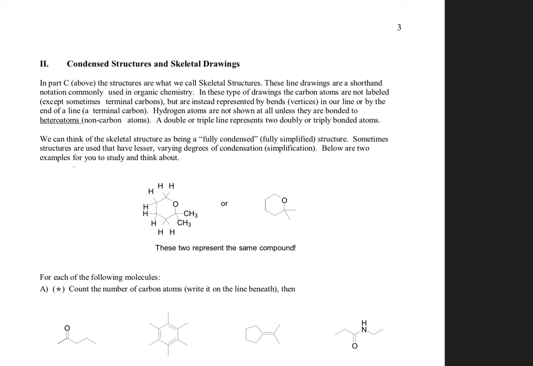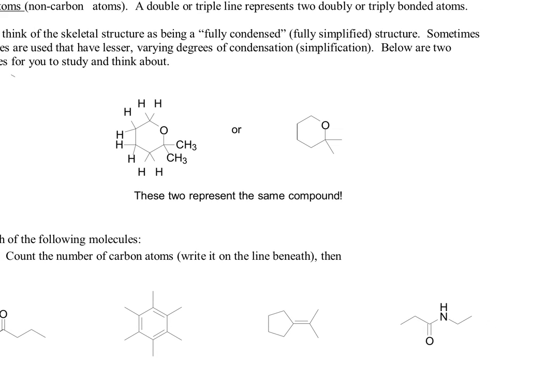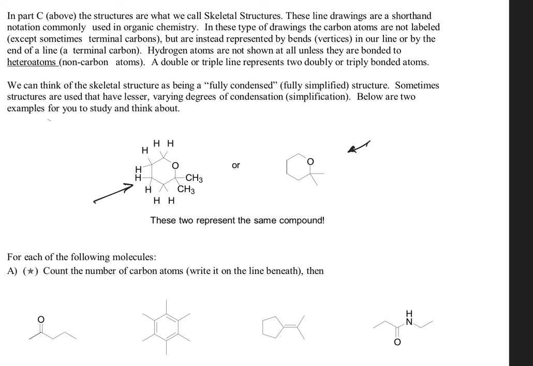We can think of the skeletal structure as being the fully condensed, fully simplified structure. Sometimes structures are used that have lesser degrees of condensation or simplification. Below are 2 examples for you to study and think about. So these are the same molecules shown as a Lewis structure and as a line angle drawing, or what they call here the skeletal structure.